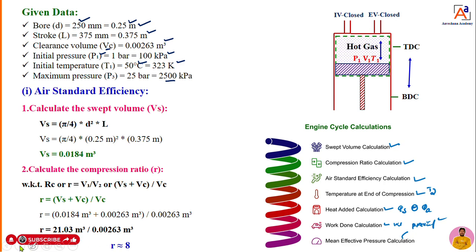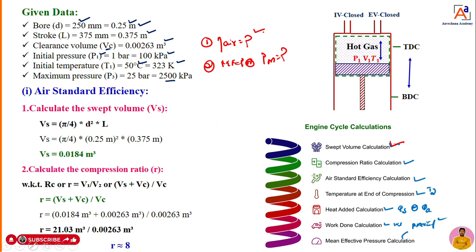First one, I will go with the first one: swept volume calculations. Here there are two important parameters, as I told. One is the efficiency of the air standard cycle, that is eta air. Second, I need to calculate the mean effective pressure, PMEP, or some authors take PM also. We need to calculate now.